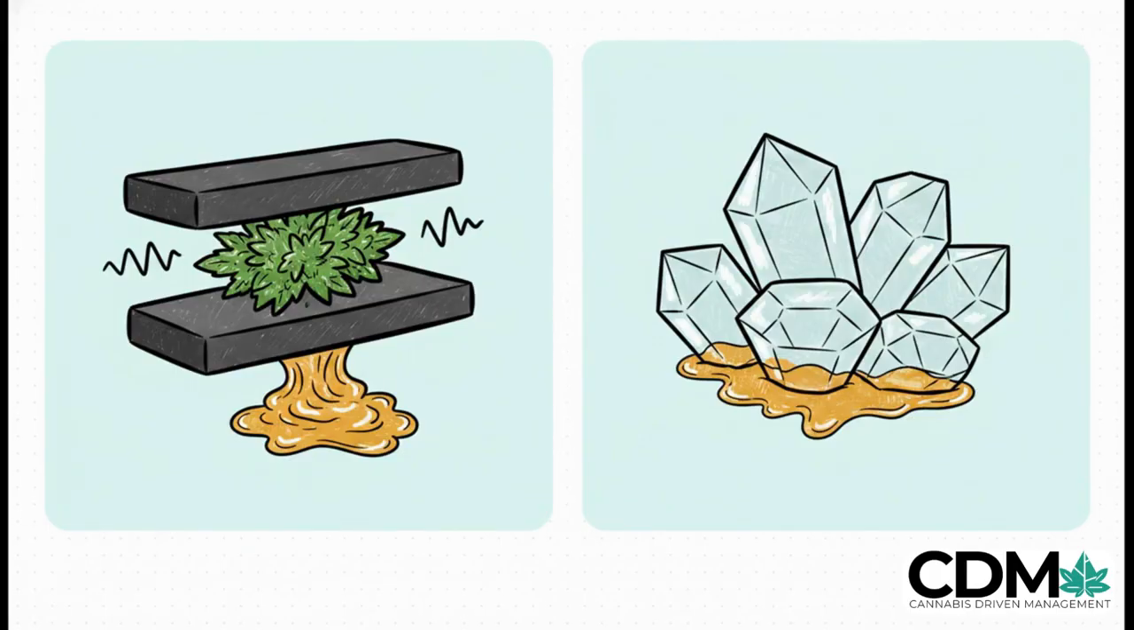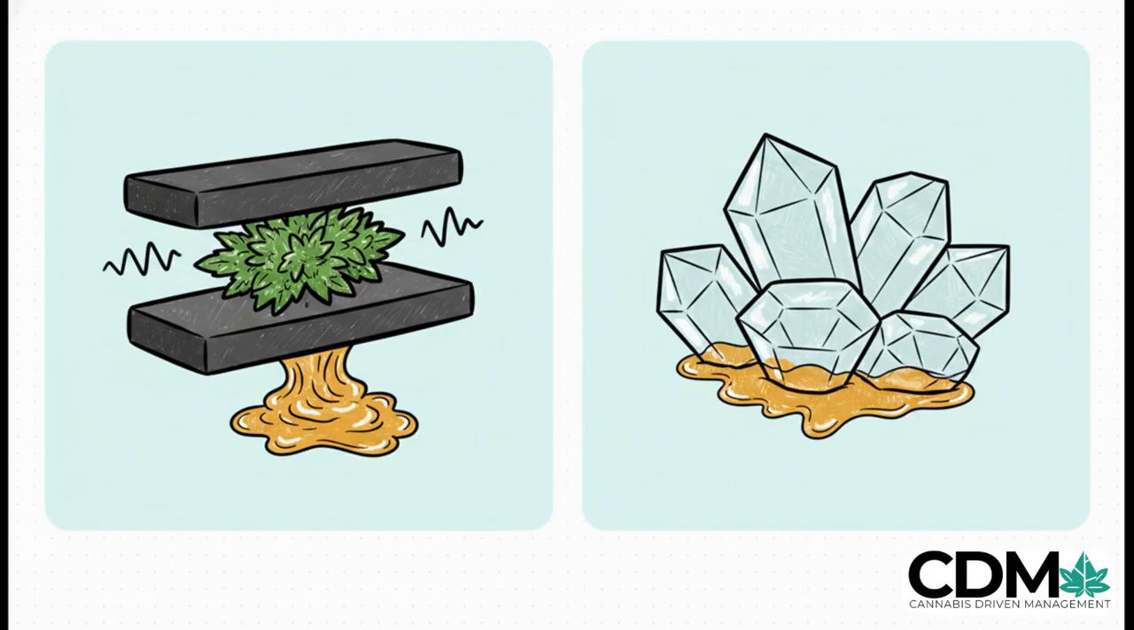And last but not least, we've got a couple of really unique forms. First, rosin. The big takeaway for rosin is that it's solventless. It's made using only heat and pressure, that's it. And because of that, its texture can be all over the place, from crumbly to sticky. And then you have diamonds. These are literally solid, crystalline chunks of almost pure cannabinoids.